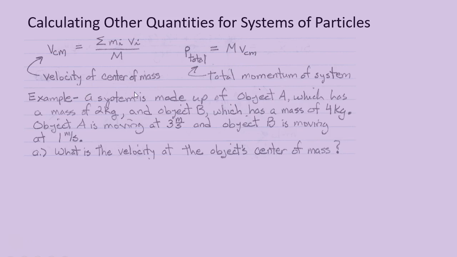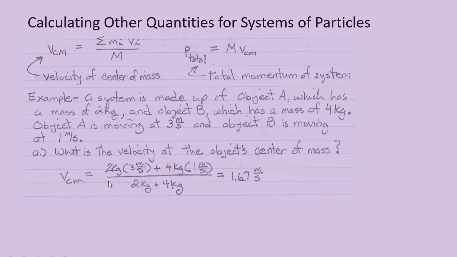Let's take an example. A system is made up of object A, which has a mass of 2 kilograms, and object B, which has a mass of 4 kilograms. Object A is moving at 3 meters per second, and object B is moving at 1 meter per second. So here we have a system where, for whatever reason, the objects are moving at different velocities. What is the velocity at the object's center of mass?